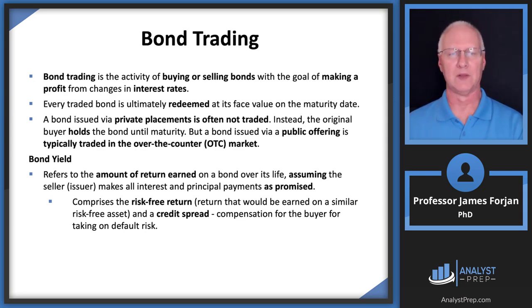Every traded bond is ultimately redeemed at its face value. So remember that term: face value, par value, maturity value, principal amount. They all pretty much mean the same thing. And for almost all bonds, that pretty much means $1,000 on the maturity date.